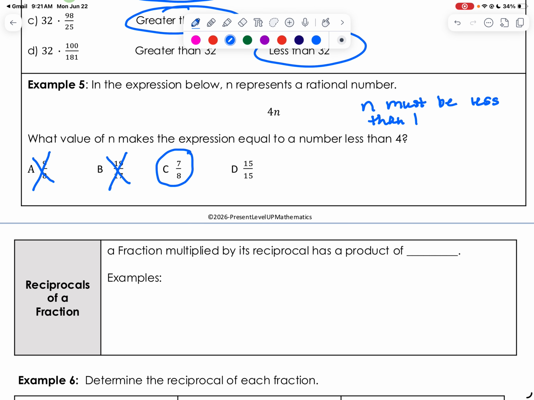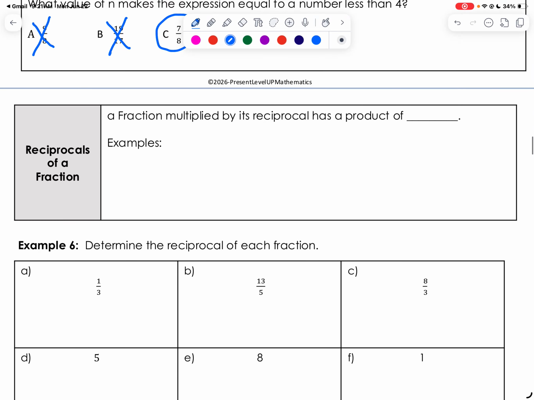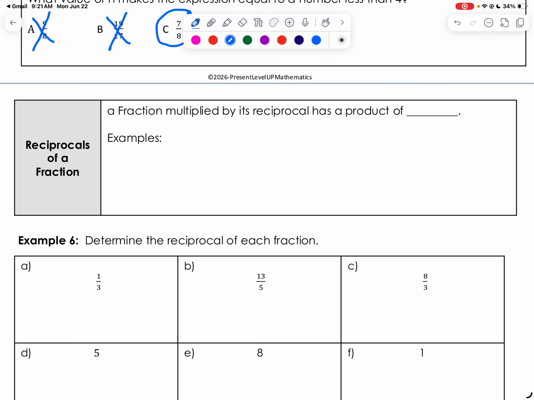All right. Now, in our next example, we're going to talk about reciprocals, reciprocals of a fraction. A fraction multiplied by its reciprocal has a product of 1. So, for an example, if I had 2 over 3 and I was going to multiply it by its reciprocal, I would flip that fraction and make it 3 over 2. So we have 2/3 times 3 over 2. If these two numbers are reciprocals of each other, their product should be 1.